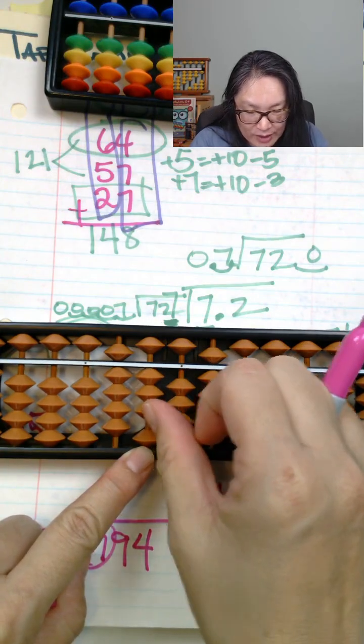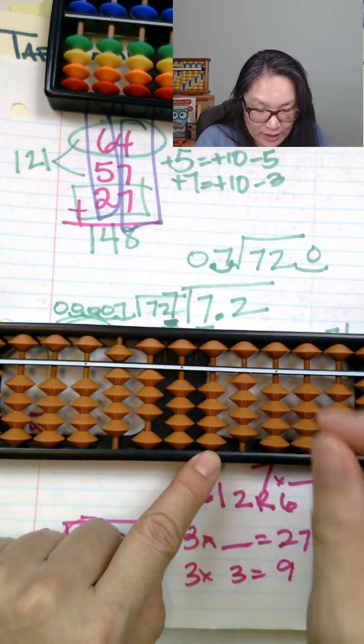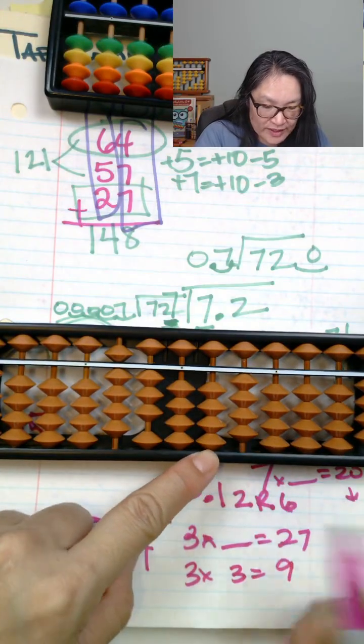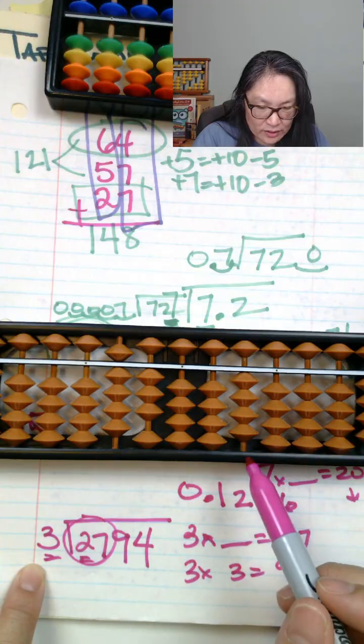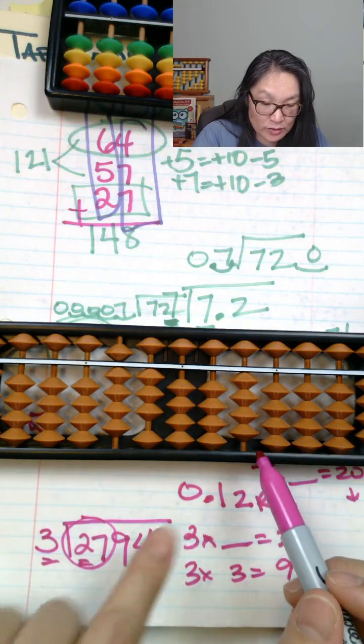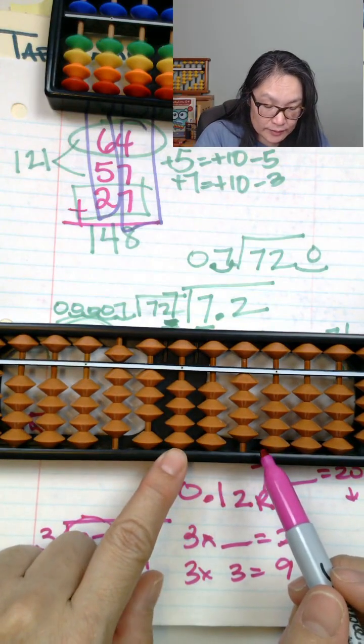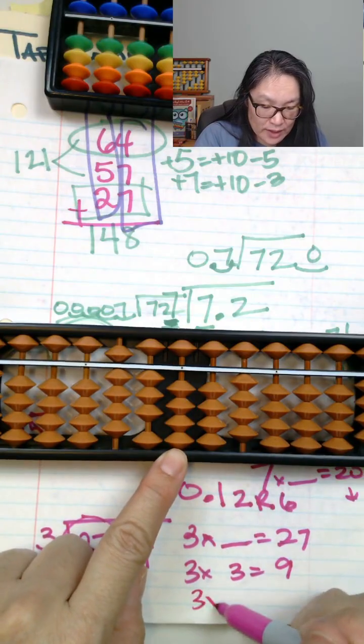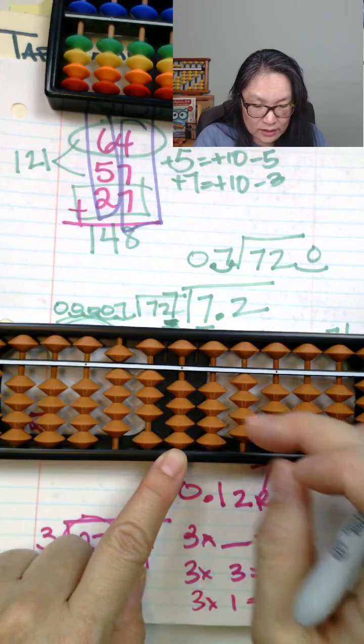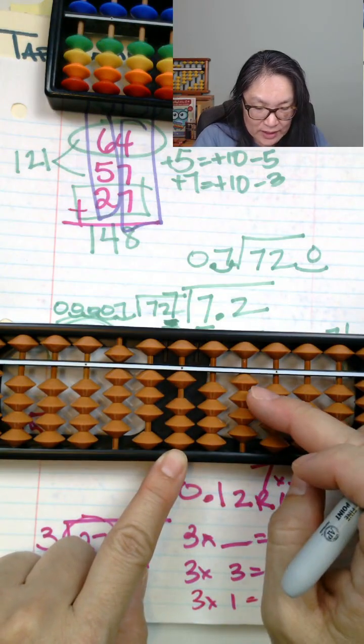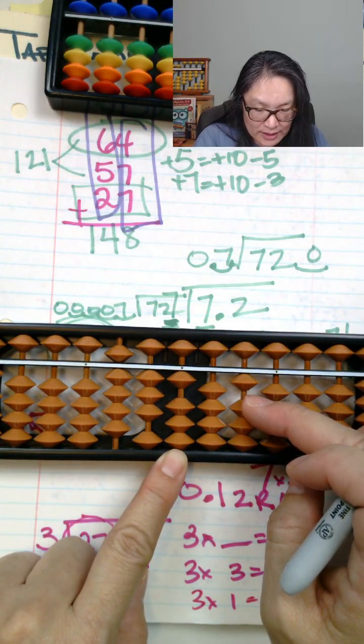3, I put my 3 here, take away 9. So I take away 9. Who's bigger? Dividend or the divisor? Dividend is bigger. So again, I put my finger here. Right? 3 times 1 is equal to 3. So 3 times 1 is equal to 3. 3 is a single 3, take away 3.